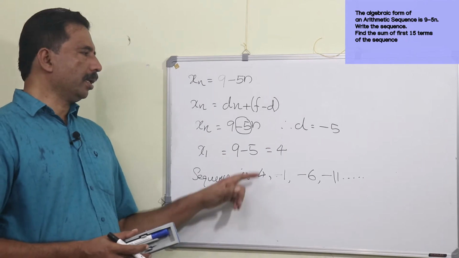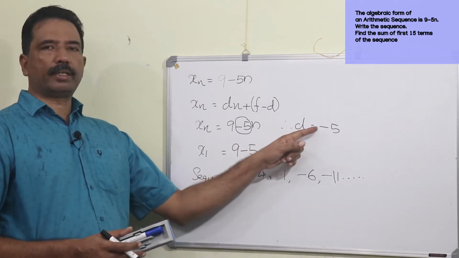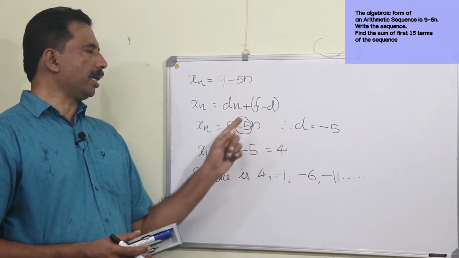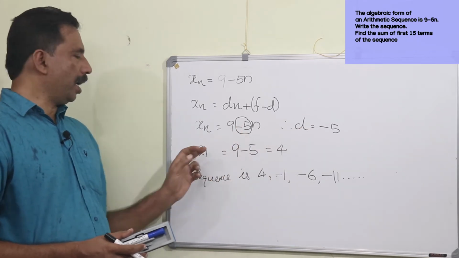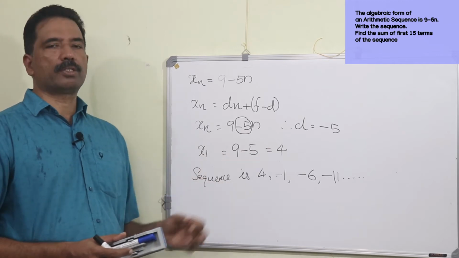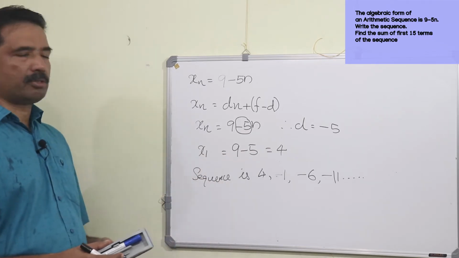It is very easy. The coefficient of n is d, so here d is equal to minus 5. And the first term is 9 minus 5, which is 4. Therefore, we can write the sequence.